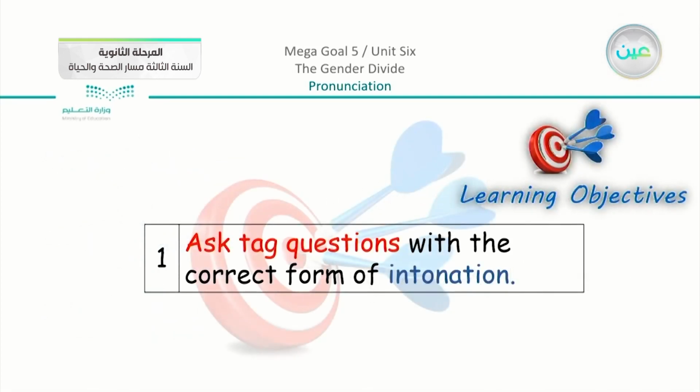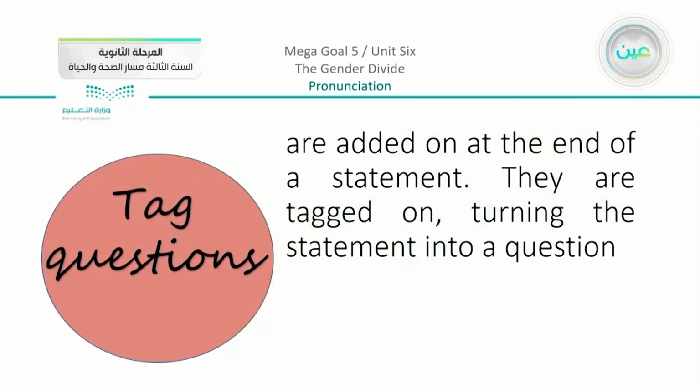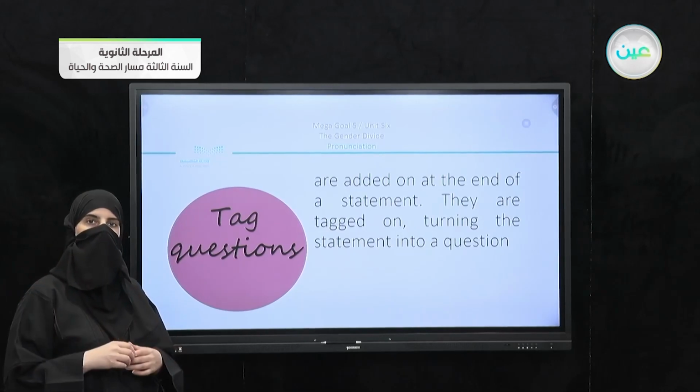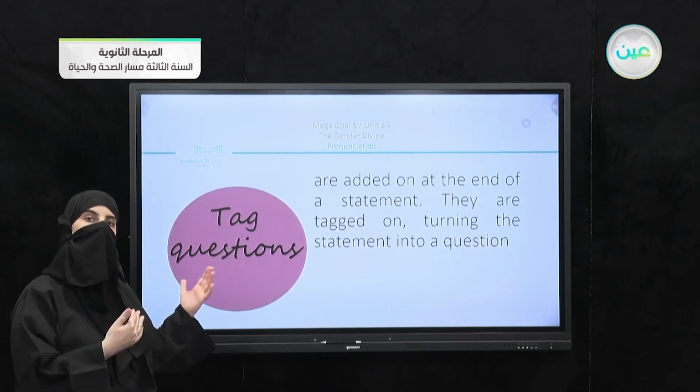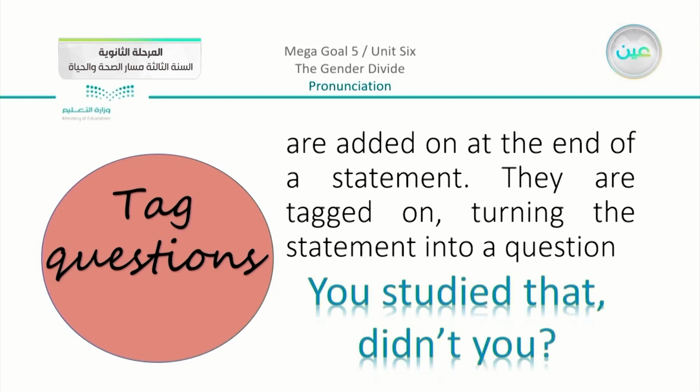Our objective for the pronunciation part in our lesson is to ask tag questions with the correct form of intonation. Now, tag questions. As you have seen, when I displayed the sentences that we have in the conversation, tag questions are added on or at the end of a statement. They are tagged on, turning the statement into a question. Like for example, you studied that, didn't you?